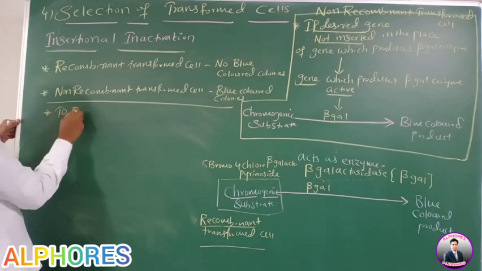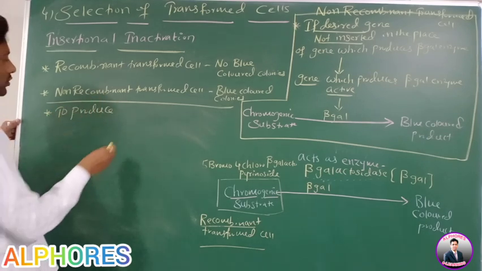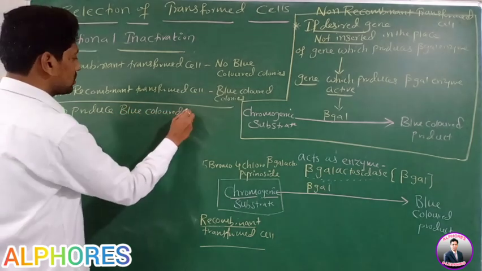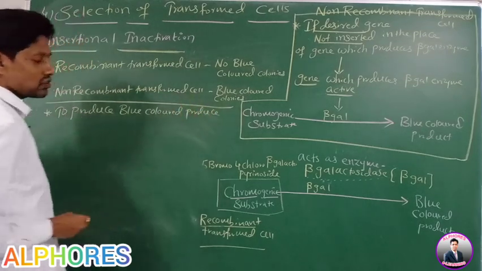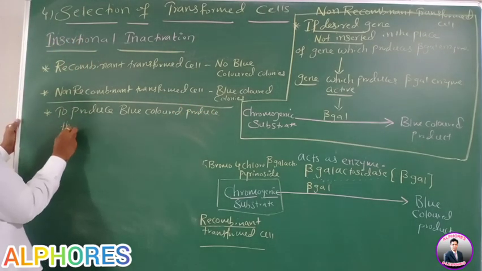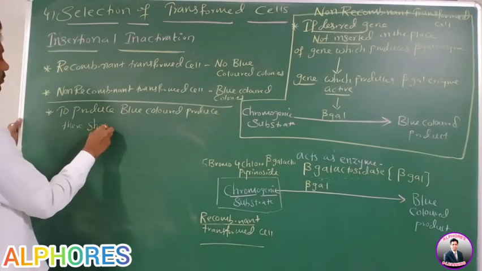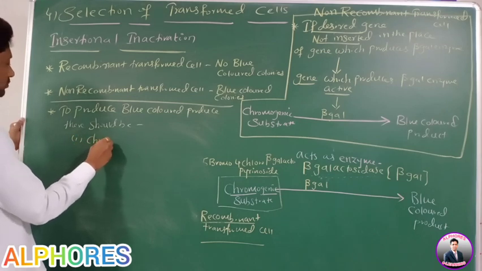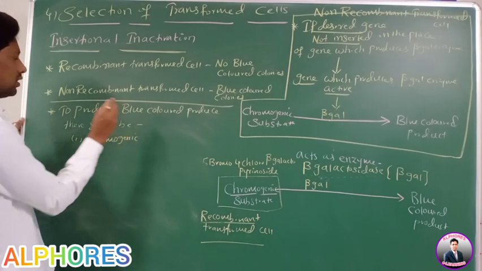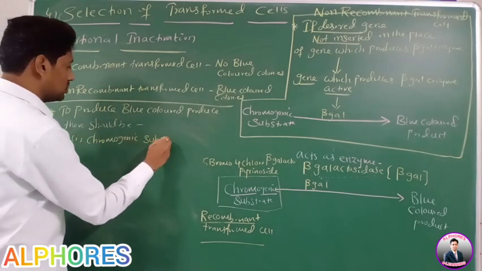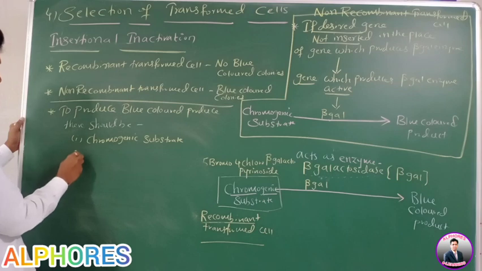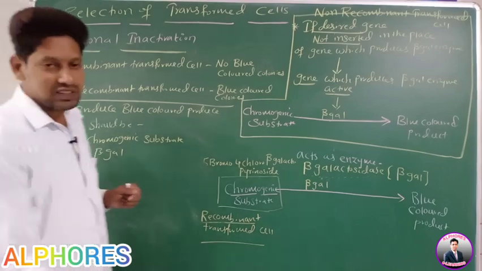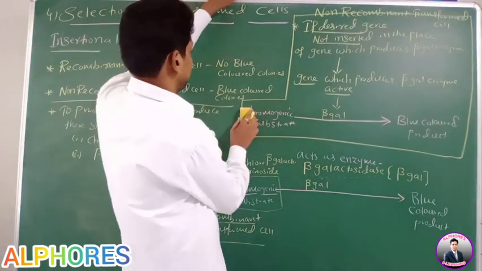Sir, to produce a blue colored product, there should be, number one, chromogenic substrate, and number two, beta galactosidase enzyme. Which enzyme, sir? Beta galactosidase enzyme.